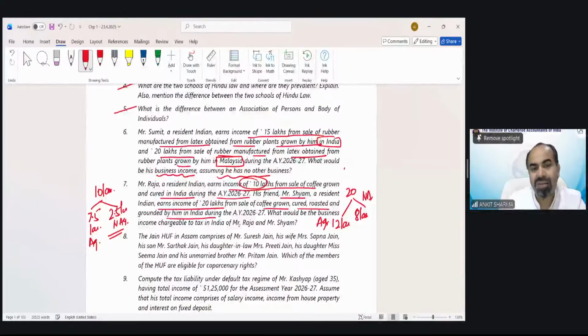Now again, if I ask you to calculate tax in this case, whether the integration provision would be applicable on Raja or not. And in this case also, whether the integration provision would be applicable or not.